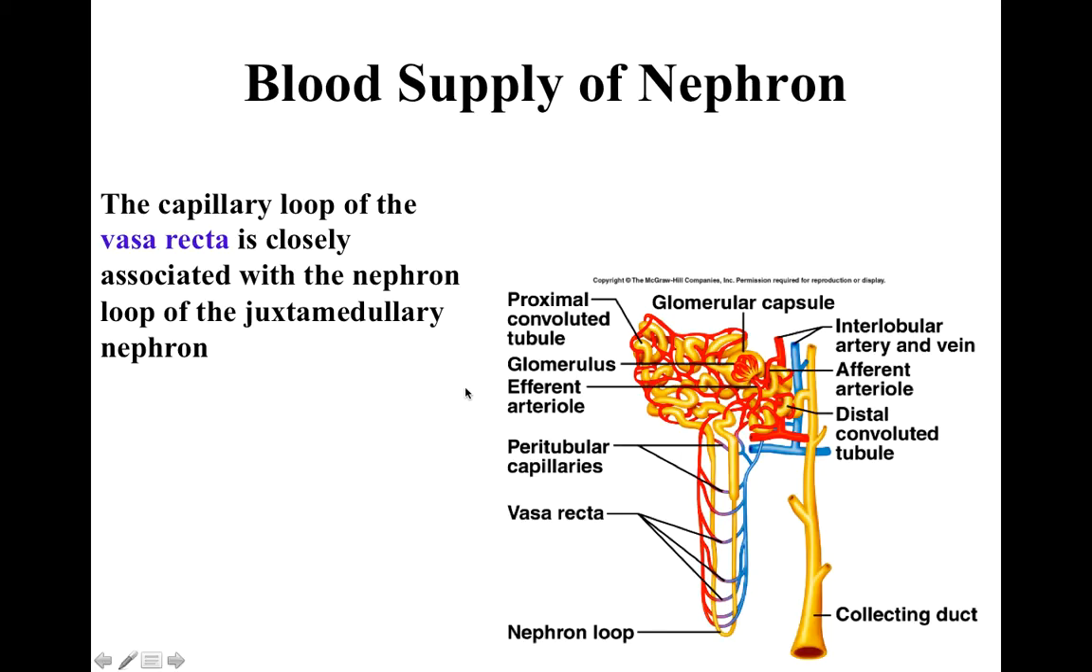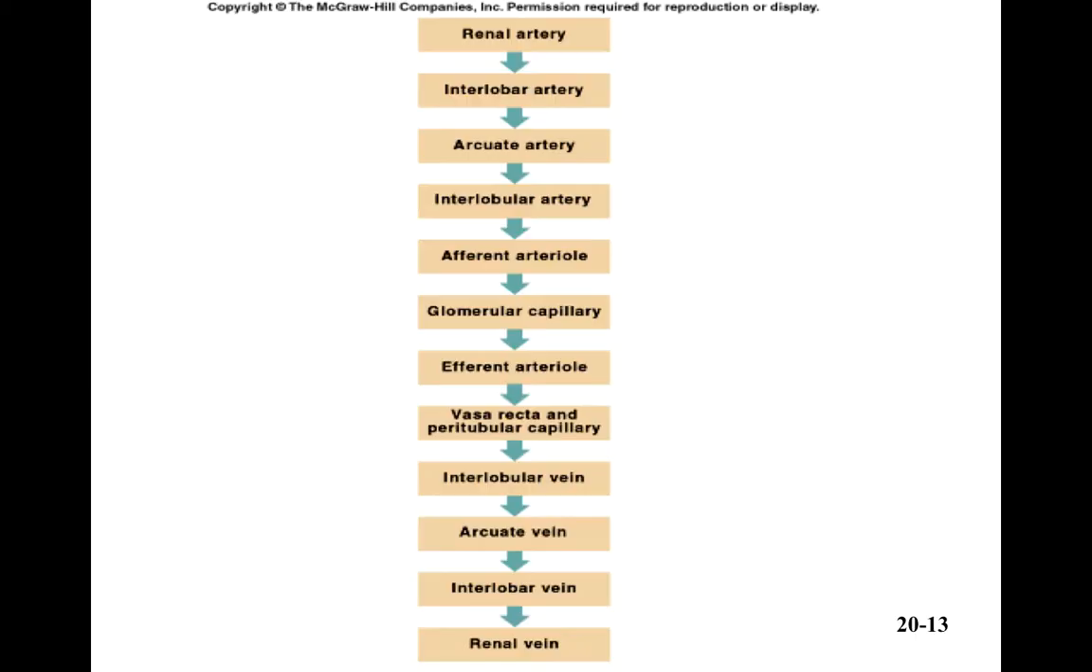Okay, blood supply of the nephron. So you get this capillary loop called the vasa recta, and it's very closely associated with these nephron loops and the juxtamedullary nephrons. So it runs all alongside it, and this is going to help concentrate the urine and pull in material or secrete material. So here's that blood flow we've already talked about.